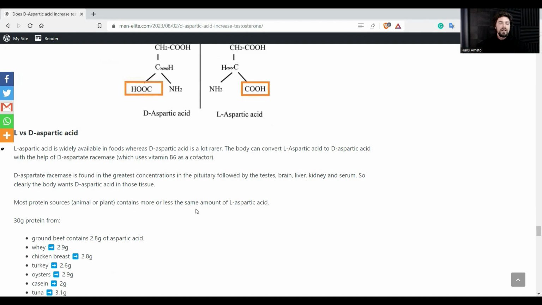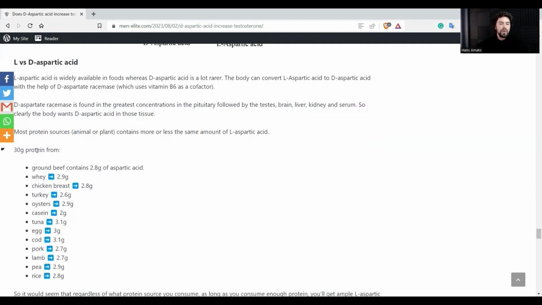Now let's look at the availability of L-aspartic acid in foods. So 30 grams of protein from ground beef, whey, chicken breast, turkey, oysters, casein, tuna, eggs, cod, pork, lamb, pea, rice has almost all of them the same amount of L-aspartic acid, basically ranging from 2.8 to 3.1. But you will see casein is kind of the exception here. Casein is like a 2. So casein seems to have the lowest level of L-aspartic acid.